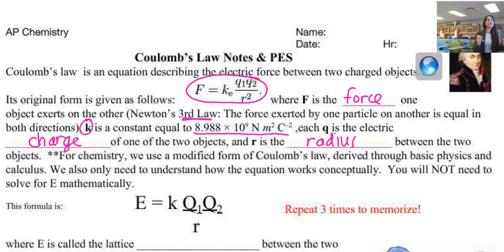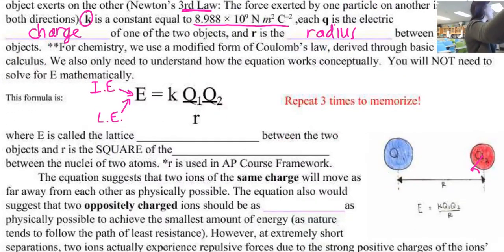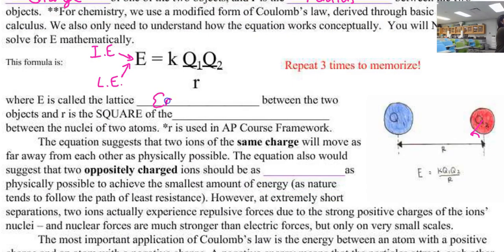So what is this E for? Well, typically it's actually for two things. In this unit, we're going to be using E as our ionization energy, but the other thing that it can be used for is called the lattice energy. So we will be using it for both this year, and we'll come back to Coulomb's law later on as well. Okay, so E, we said, is called the lattice energy between the two objects, and R is simply going to be the square of the distance between the two. And again, we're talking about the nuclei of the atoms.